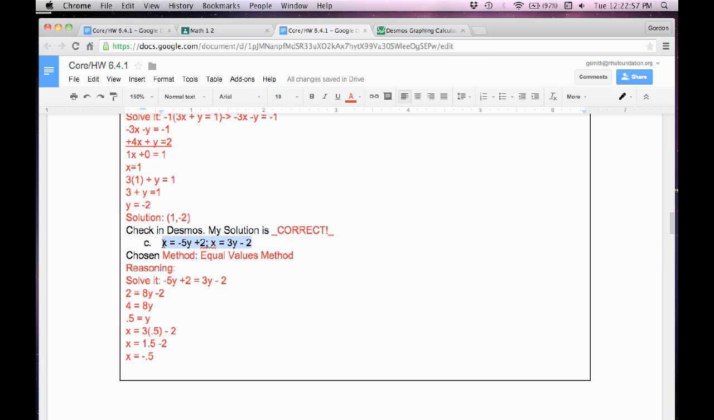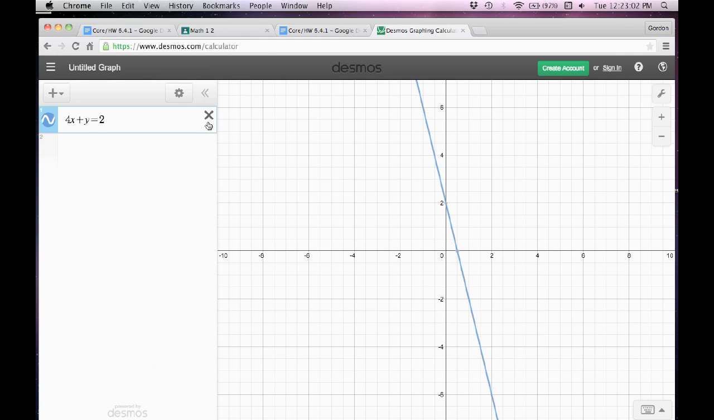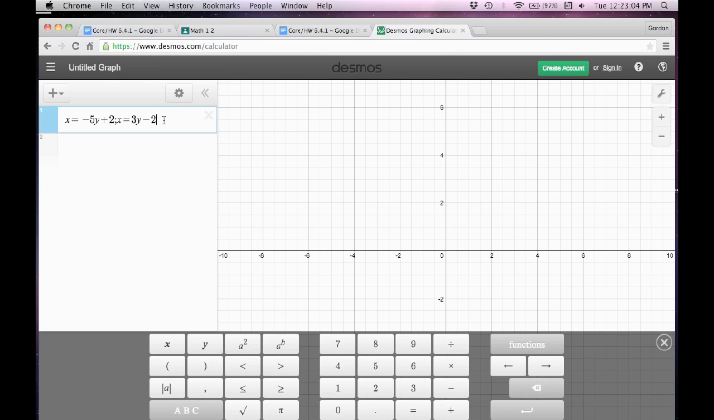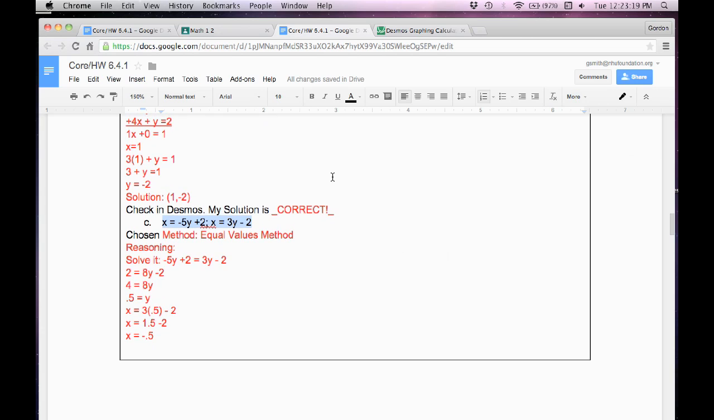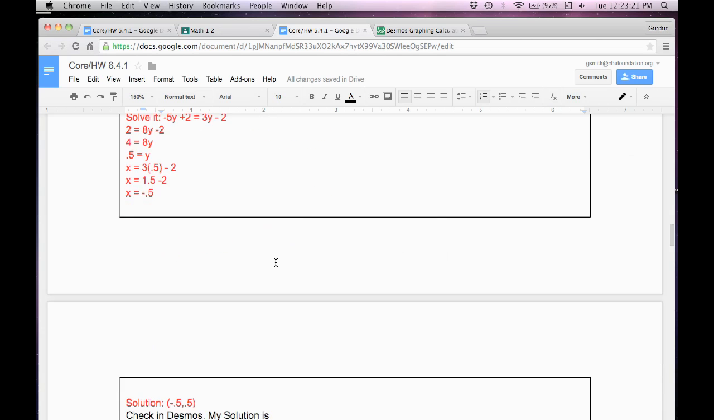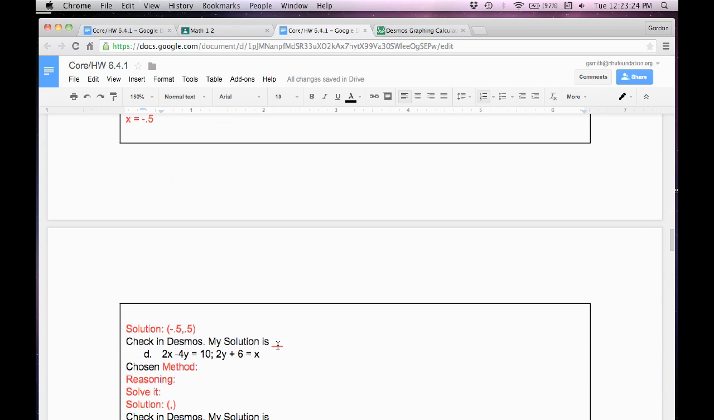All right, let's take a look and see how we did. We're going to check it in Desmos to see if this works. The important thing here is to get the right answer, but also to make sure that we're finding the best method. And so what do we find here? Negative 0.5, 0.5. We got it. Good. So by using the equal values method here, did we get the most efficient solution? It felt pretty easy, so I'm going to say yeah, it was good. So it was correct.